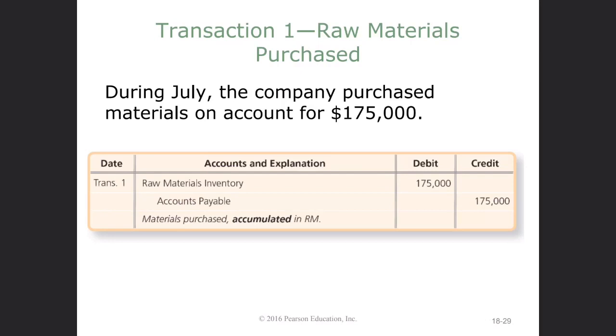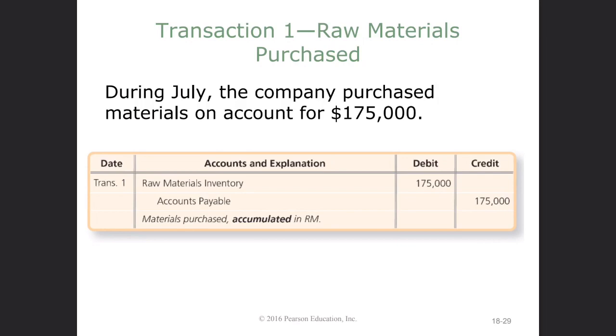So we've got a couple of examples here. Transaction 1, raw materials purchased. During July, the company purchased materials on account for $175,000. So to record the journal entry, we purchased materials on account. On account means we have not yet paid for them. We didn't pay cash. So we're going to debit our raw materials inventory account, and we're going to credit our accounts payable account.